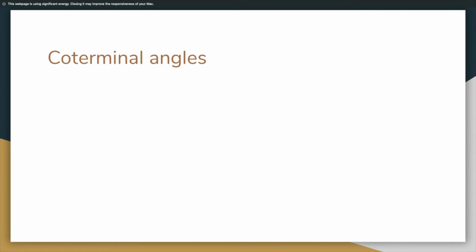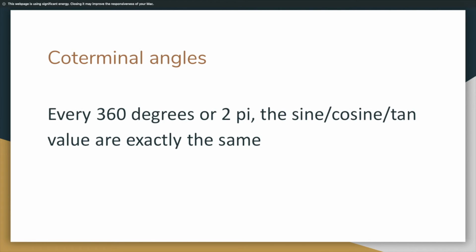Now let's move on to coterminal angles. This is a great pattern that will definitely help when going about the unit circle. Essentially, this pattern means that every 360 degrees, or 2 pi, the sine, cosine, and tangent values are the exact same.